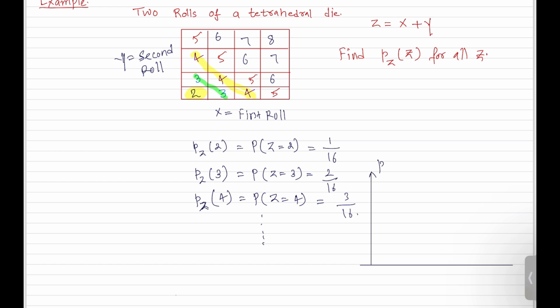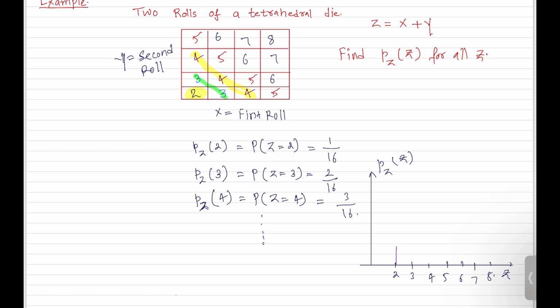So on the y-axis, let's say we will have the probabilities of the values that the random variable can take, and on the x-axis we will have the values that the random variable can take. Here in our example, random variable z can take the value 2, 3, 4, 5, 6, 7 and 8. What's the probability that random variable z will take the value 2? That is nothing but 1 divided by 16.